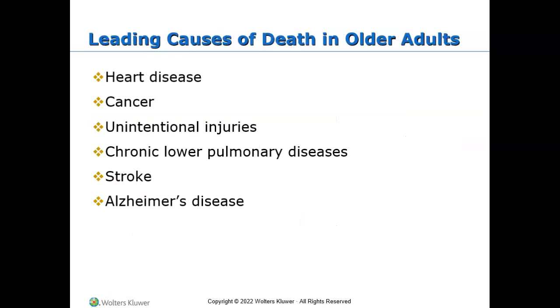The leading causes of death in our older adult population include heart disease, cancer, unintentional injuries, which I want you to put equals falls, because that is pretty much what happens. I forget the statistic, but basically after the age of 75, if someone falls and breaks a hip, they are so much more likely to die within that year.